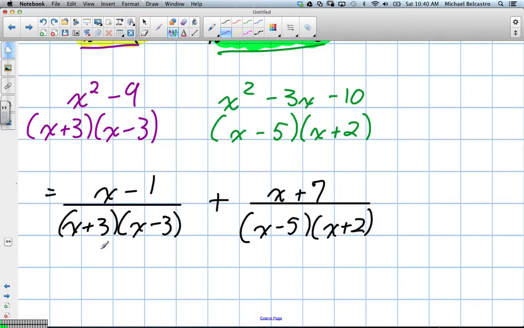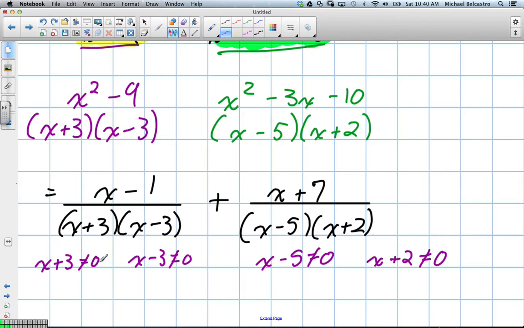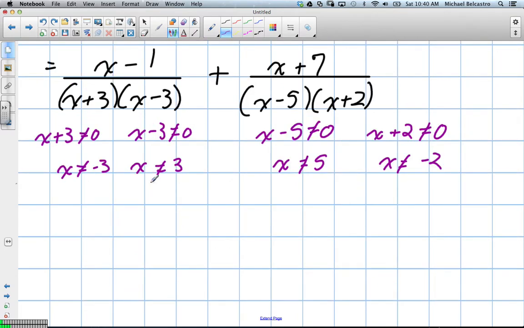So let's look at the denominators and state restrictions. X plus 3 can't equal 0, and x minus 3 can't equal 0, because if we have a 0 on the bottom, it's a number we can't divide by. We also have x minus 5 cannot equal 0, and x plus 2 cannot equal 0, which gives us 4 different restrictions. X can't be negative 3, positive 3, positive 5, or negative 2. So x cannot equal negative 3, negative 2, 3, and 5. This rational expression doesn't exist at those points.